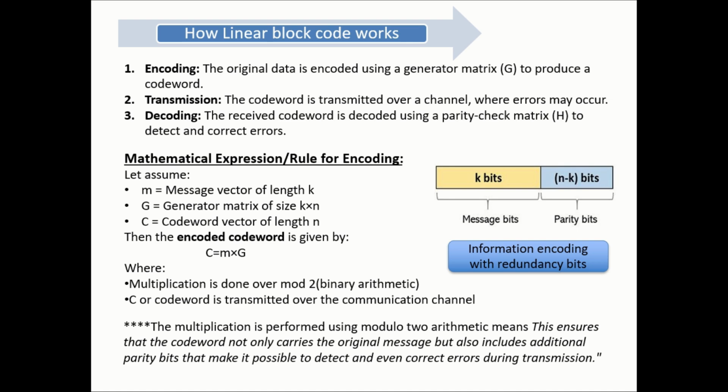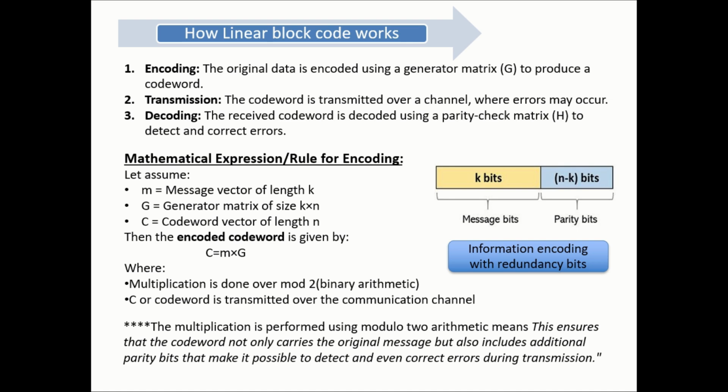G, capital G, is the generator matrix of size k cross n. You can identify it like this: k is the number of rows and n is the number of columns. And c is the code word vector of length n. Then the encoded code word is given by c equals m times G. So the message vector is multiplied with the generator matrix, and after doing the calculation, this will be your code word.